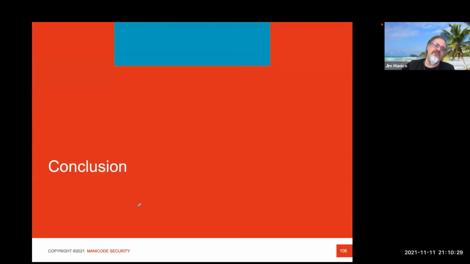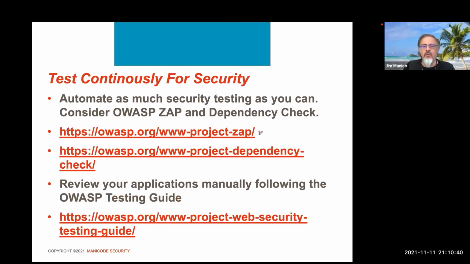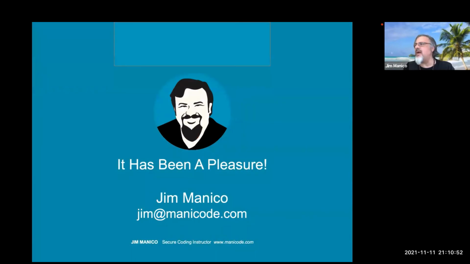That's it for me. A few last notes. Look at the ASVS standard. Look at the cheat sheet series for additional resources on how to develop secure code. Also, we have the OWASP ZAP project, dependency check, and the OWASP testing guide to help you along your way in being a better tester to find security bugs in your applications. Stick a fork in me, I'm done.